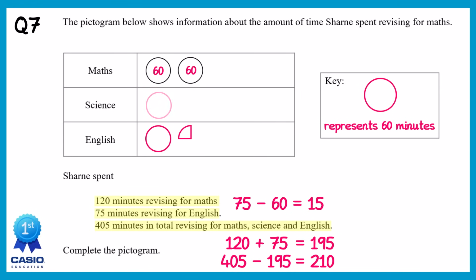One circle will be 60 minutes, 2 circles will be another 60, so that's 120, 3 circles is another 60, so that's 180, and we're nearly there, we need 30 more, which is half a circle, and that'll put us on 210. So that's your completed pictogram.